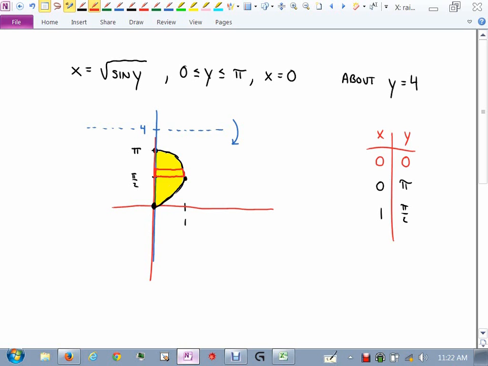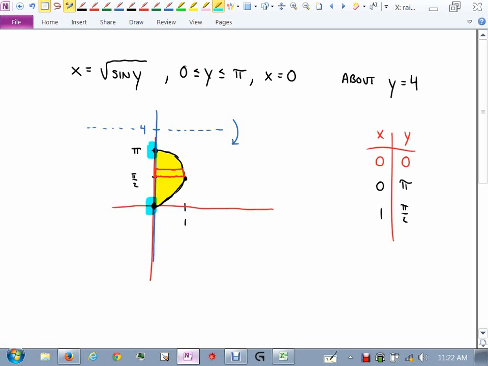So help me out. What is the formula going to be? What is it going to look like? 2 pi integral. Here it will be 0 to pi, right? Because we're going to be going from this point up to this point because we're looking at the y's now instead of the x's. Now we would say from C to D instead of A to B, but we'll just say 0 to pi here.